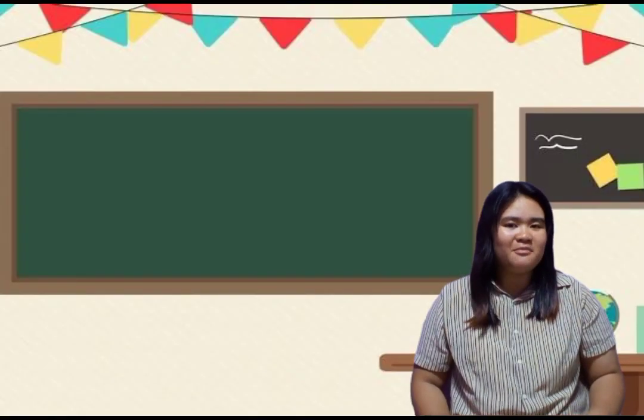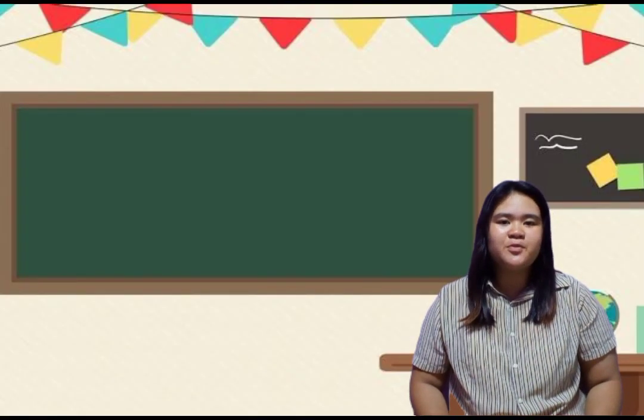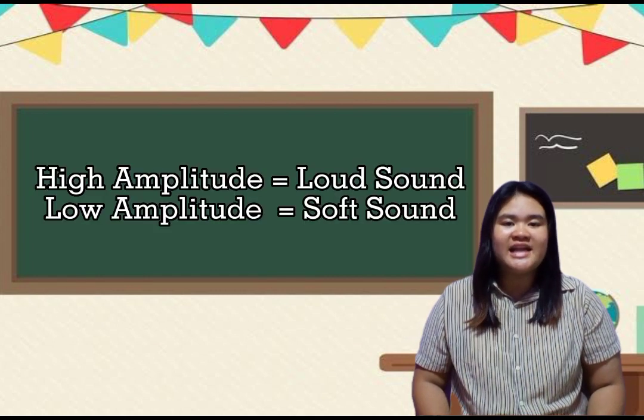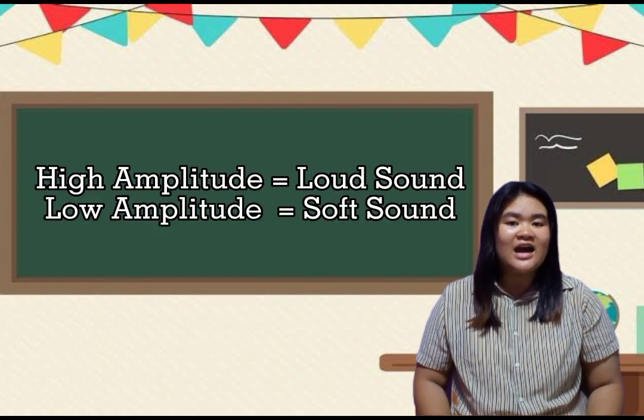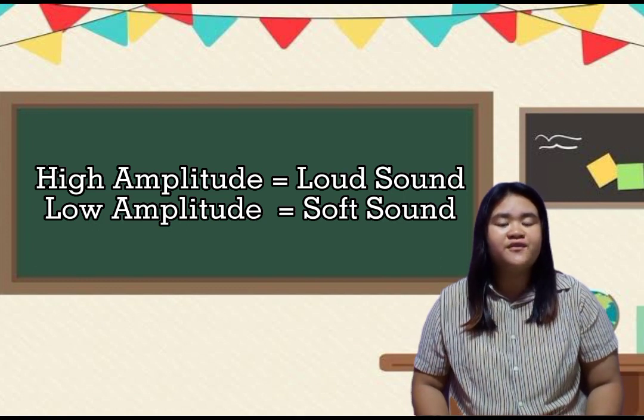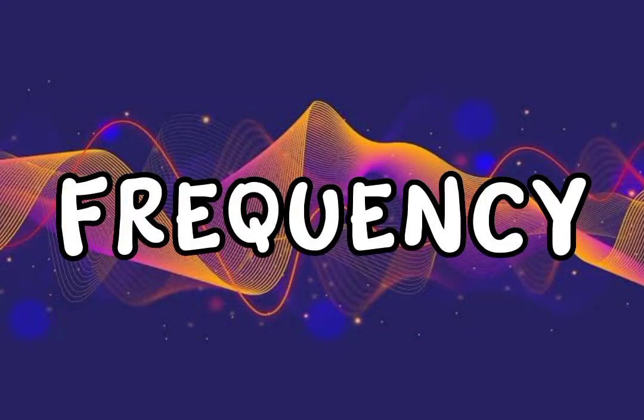Now, remember this. Amplitude is proportional to the loudness or softness of the sound. The higher the amplitude of the wave, the louder the sound produced, while the lower the amplitude, the softer the sound produced.